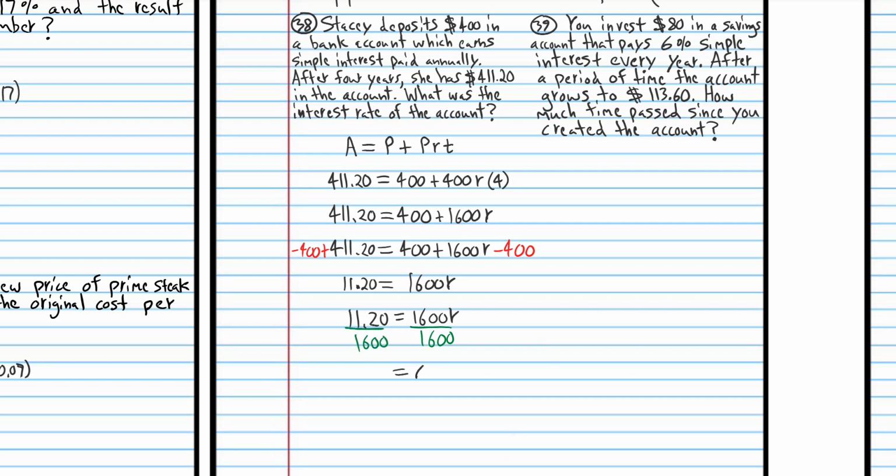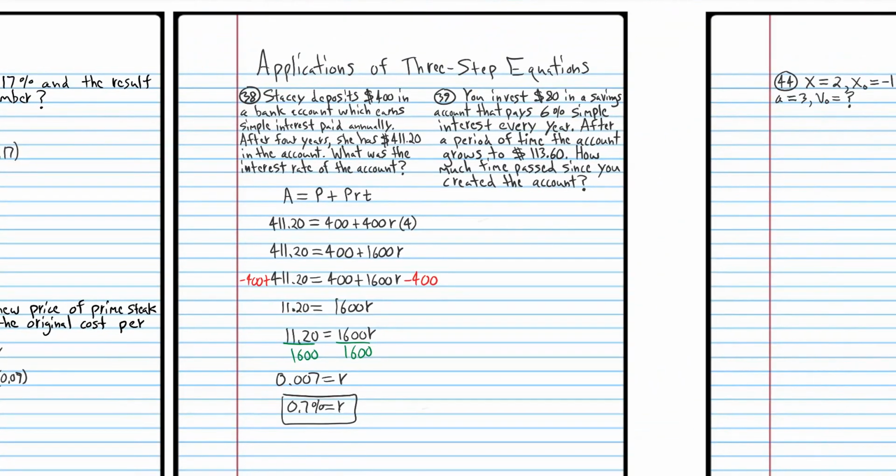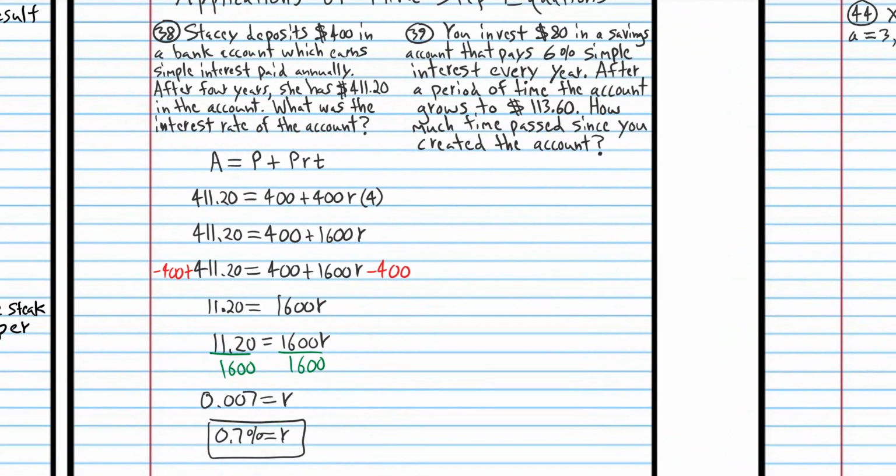R is equal to 0.007, but they want a percent. So you can't just leave it like that. You have to change it to a percent, so it's going to be 0.7%. Remember, you move that decimal 2 places to the right. Now I know what you're thinking. You're thinking 0.7%, that doesn't seem like a lot. Well, savings accounts really don't pay a lot. They don't give you a lot of money for their investments. It's just a little bit.